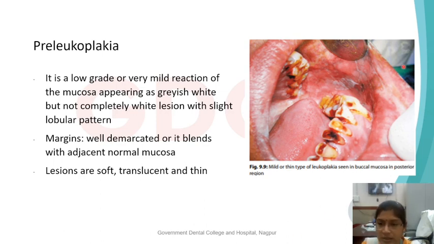You can see in this image over here, this particular area is the pre-leukoplakia. Why? Because it is greyish white, not completely white, and the borders, although they are well defined, in a few areas you can see, like over here and here, it is blending with the adjacent normal mucosa.